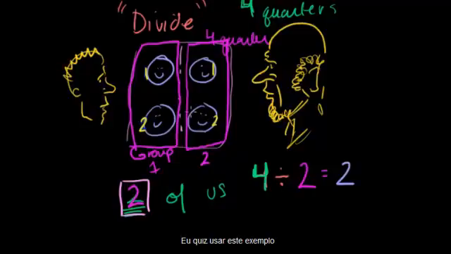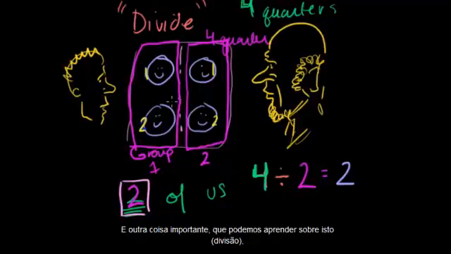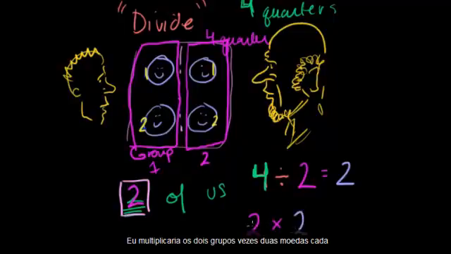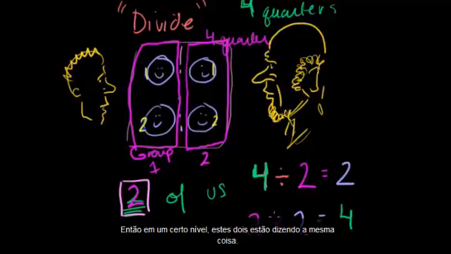And I just wanted to use this example because I want to show you that division is something that you've been using all along. And another important takeaway is that on some level, this is the opposite of multiplication. If I said that I had 2 groups of 2 quarters, I would multiply the 2 groups times the 2 quarters each, and I would then have 4 quarters. So on some level, these are saying the same thing.